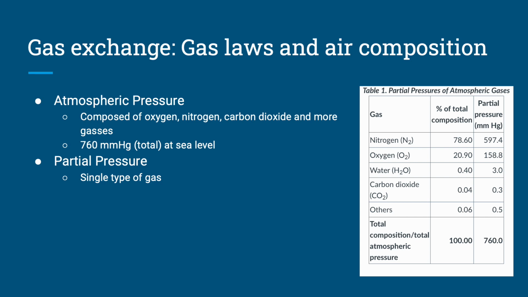Atmospheric pressure is composed of oxygen, nitrogen, carbon dioxide, and other gaseous molecules. And at sea level, it is 760 millimeters of mercury. This is known as total atmospheric pressure, and this changes as you go up in altitude or as you go below sea level. Partial pressure is also another important concept because partial pressure is what one compound exerts to the overall total pressure.